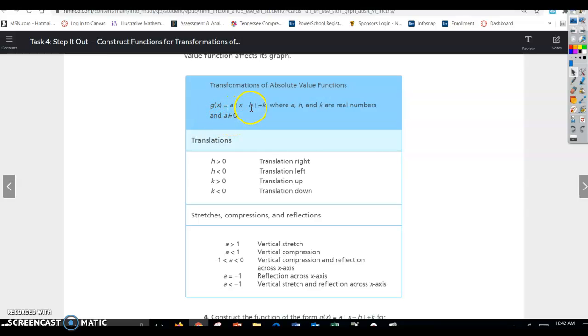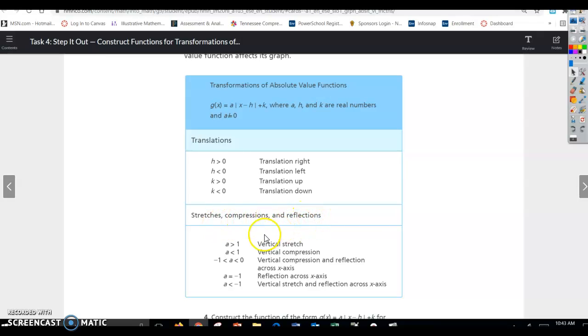All right, so remember h and k will be your vertex. h is going to move you left or right, depending on the sign. So if h is greater than 0, or h is positive, you're going to move to the right. If h is negative, you're moving to the left. k moves you vertically, up or down. So k is going to move you up if it's positive, down if it's negative.